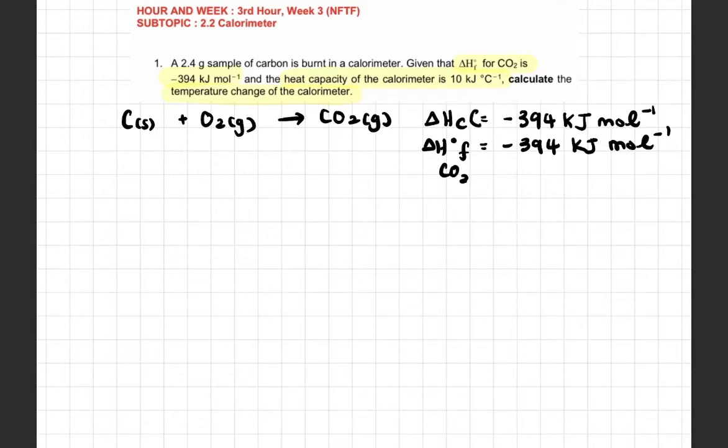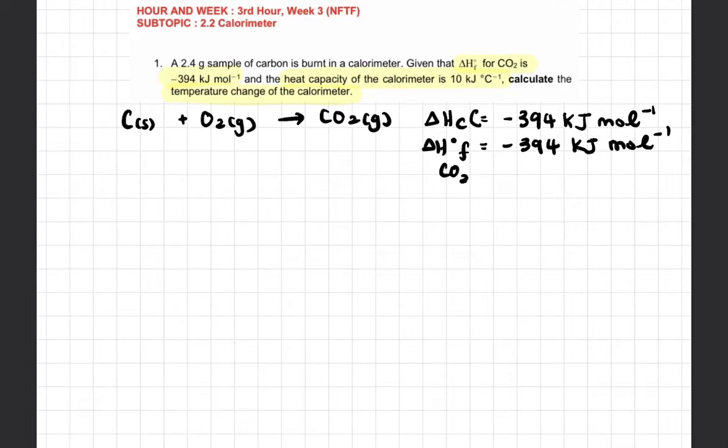Okay, right. So, yang ni awak dah tahu. And then dia bagi heat capacity of calorimeter. Lepas tu dia suruh calculate the temperature change of the calorimeter. Okay, so apa yang awak perasan yang tak ada dekat sini? Kalau macam previous 2 questions kan, dalam soalan dia bagi mass of water tau. Tapi in this case, dia tak ada mass of water.